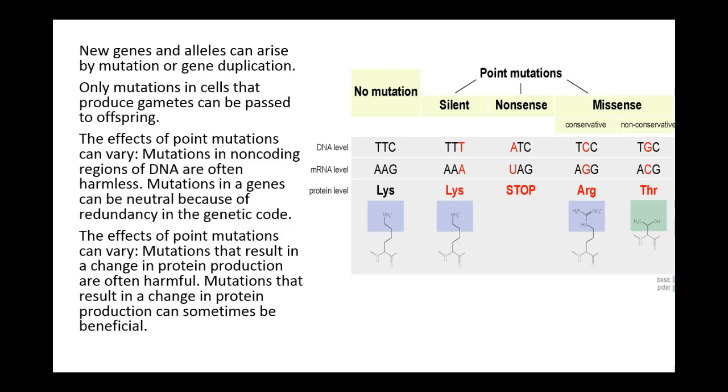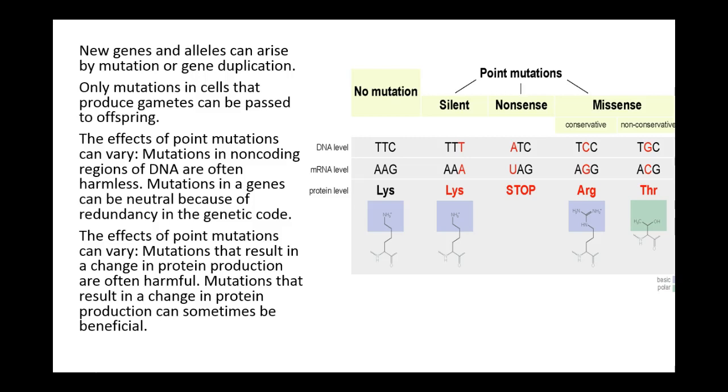Mutation can do some of this. So mutation can arise. Mutations aren't always bad. Only mutations that happen in gametes can be passed on to offspring. And so one type of mutation that we talk about are point mutations. They can vary. They can be in non-coding regions, and generally if they're in non-coding regions, meaning they're not in regions that create proteins or dictate the creation of proteins, they tend to be harmless as far as we know.